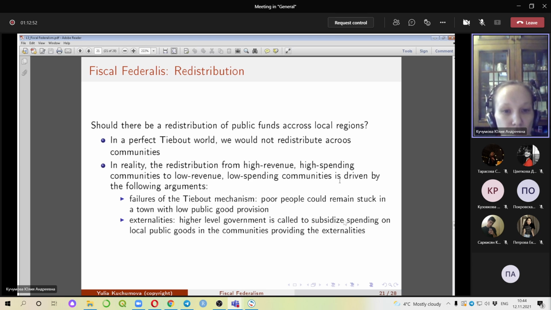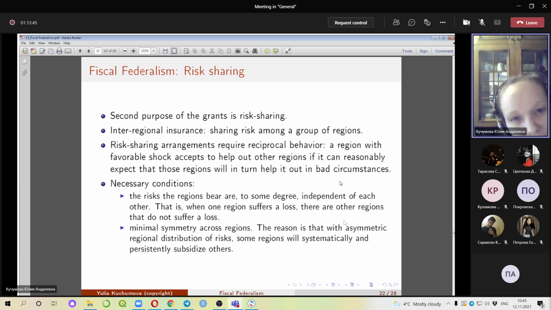following arguments. First of all, there is a failure of the Tiebout mechanism, and poor people could remain stuck in a town with low public good provision. And at the same time, there are externalities, right? The high-level government is called to subsidize spending on local public goods in the communities providing the externalities, if we talk about a positive externality. So this is the logic why we do have redistribution in practice.